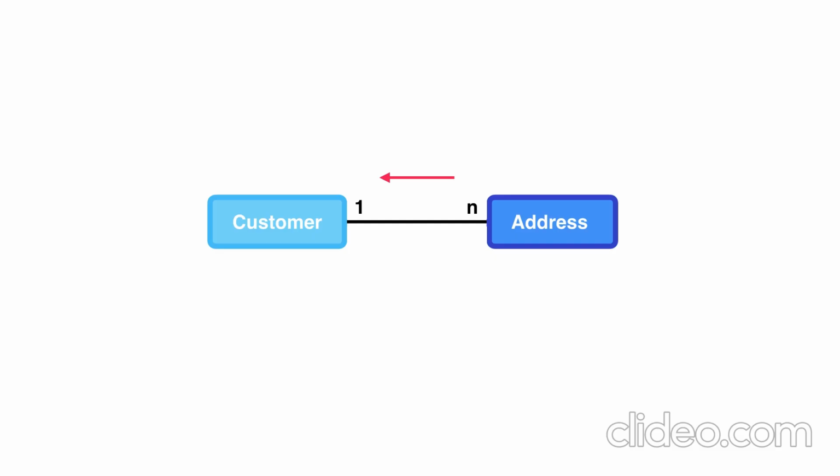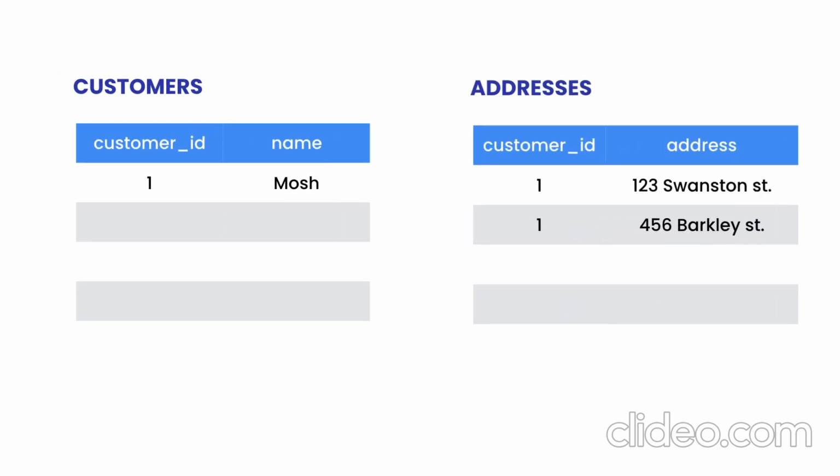Now we convert this logical model to a physical model. We end up with two tables, customers and addresses. The customer table has columns like customer ID, name, and email. So the shipping address column no longer exists here. Now we have a separate table for it.